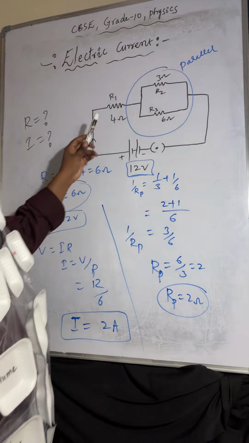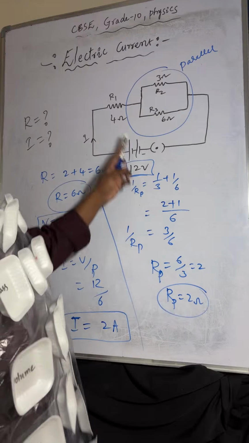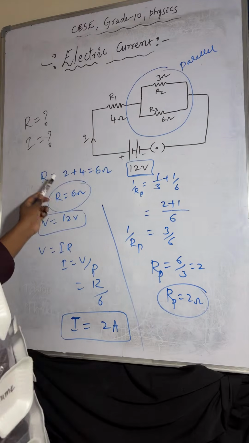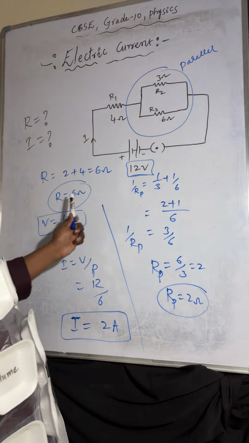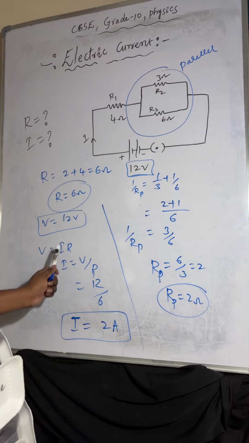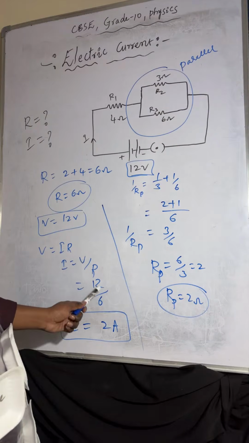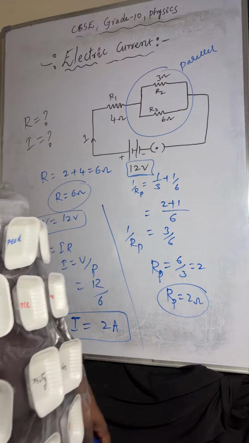So check once here. These two are in parallel, and we got 2. This is in series with this one, so 2 plus 4 is 6. So R equals 6. The potential difference is 12. V equals IR, so I equals V by R, 12 by 6, 2 ampere.